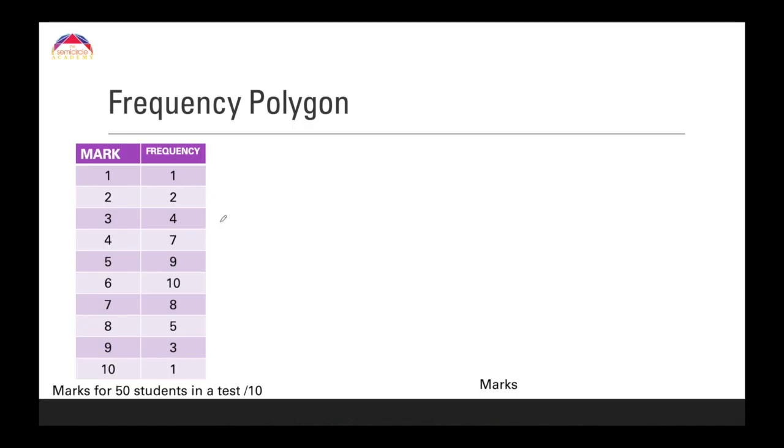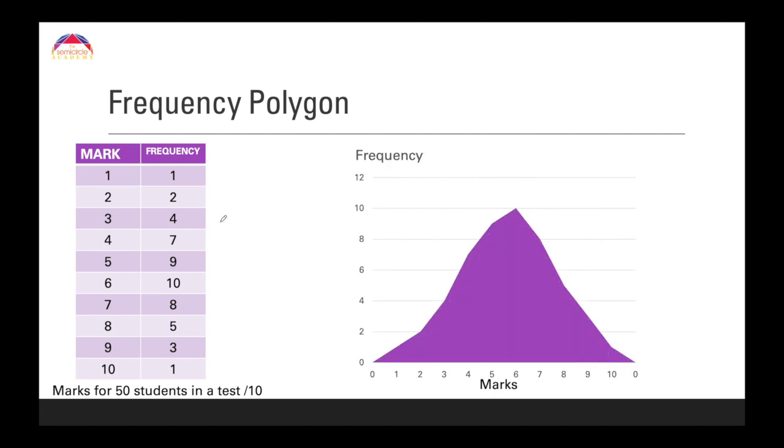Right. So we're talking about a frequency polygon. And I hope you all remember what a frequency polygon looked like, right? Essentially, what we have on this side, we have the marks from 1 to 10. And over here, we have the frequency of students, right? So we could see here that one student got 1 mark. 10 students got 6 out of 10. We could see here that the largest amount of students, like 9 students, got 5 out of 10. 8 students got 7 out of 10, right?